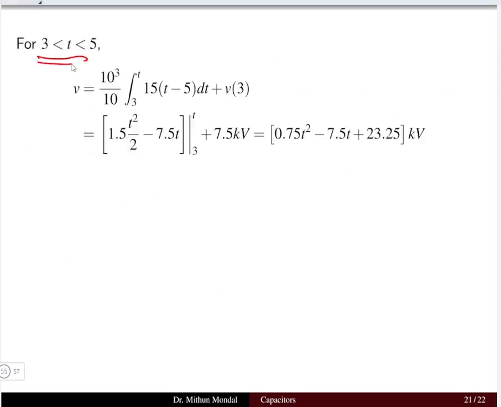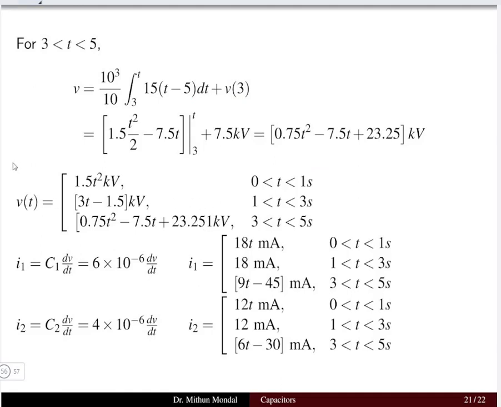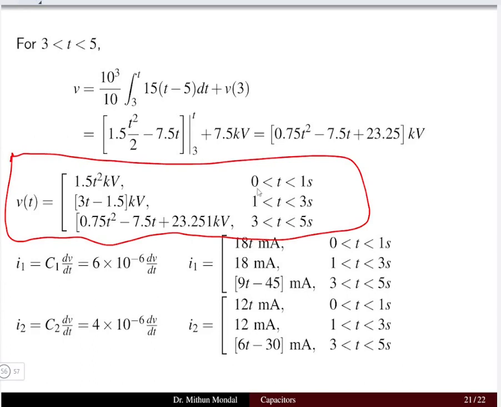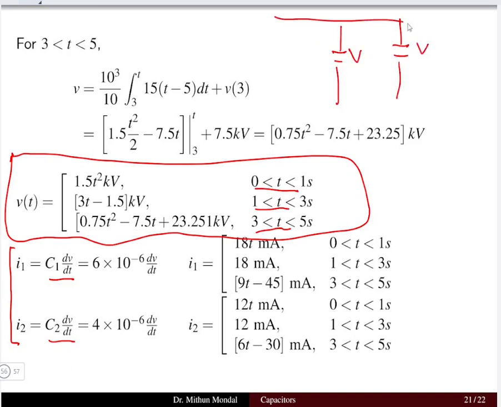Similarly, from 3 to 5, we will have the previous case and here we will substitute the current. So on integrating we will get the value of the voltage. Now we have got all the times and we can write down the equation of the voltage for the division of time 0 to 1 second, 1 to 3 second and 3 to 5 second, and then we can determine the current I1 and I2 because the current is C1 dV by dt, C2 dV by dt.